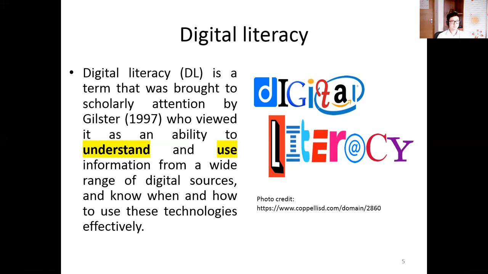What about digital? Language teaching and learning are increasingly mediated by digital technologies. So it's highly relevant to second language writing. Digital literacy is a term that was brought to scholarly attention by Gilster. He believed that it is an ability to understand and use information from a wide range of digital sources and to know when and how to use these technologies effectively.